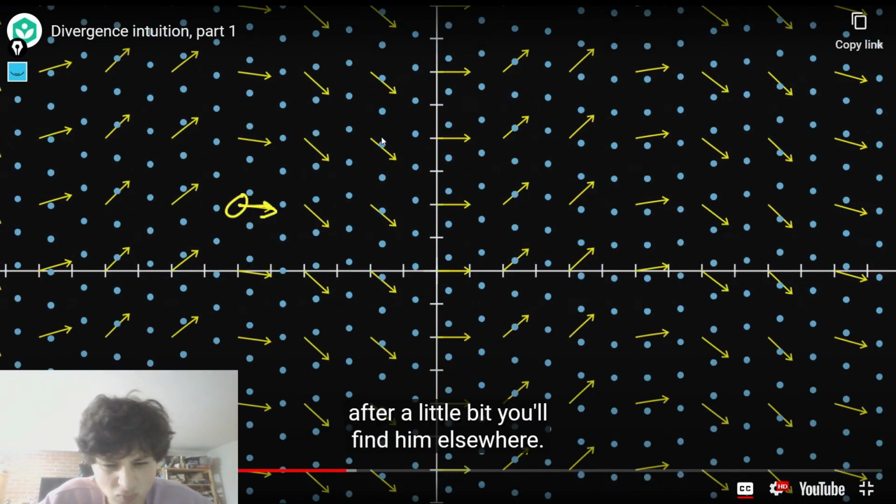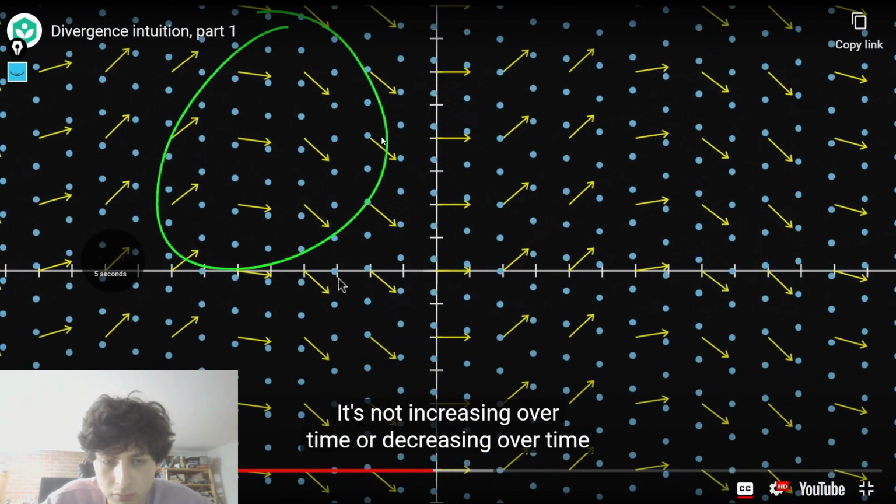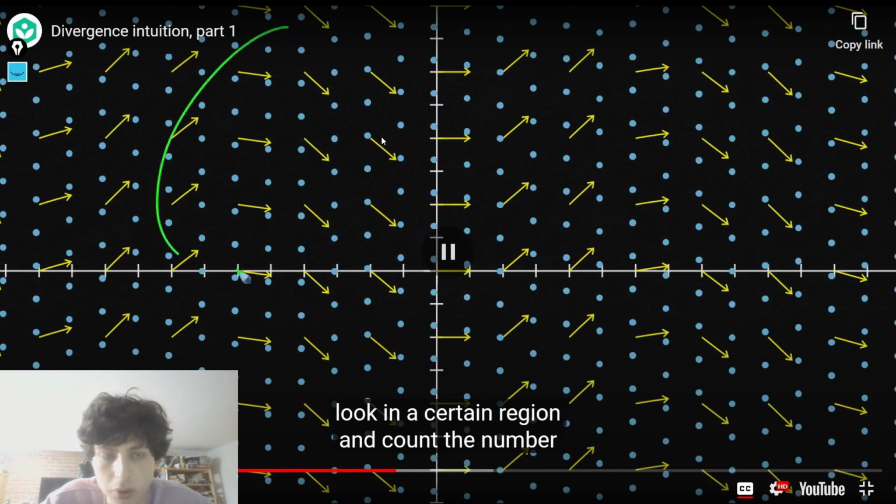So it'll be moving in that direction. The number of water molecules that are inside that region, it doesn't look like the count changes. So does positive mean that they're coming in and negative means they're going out?